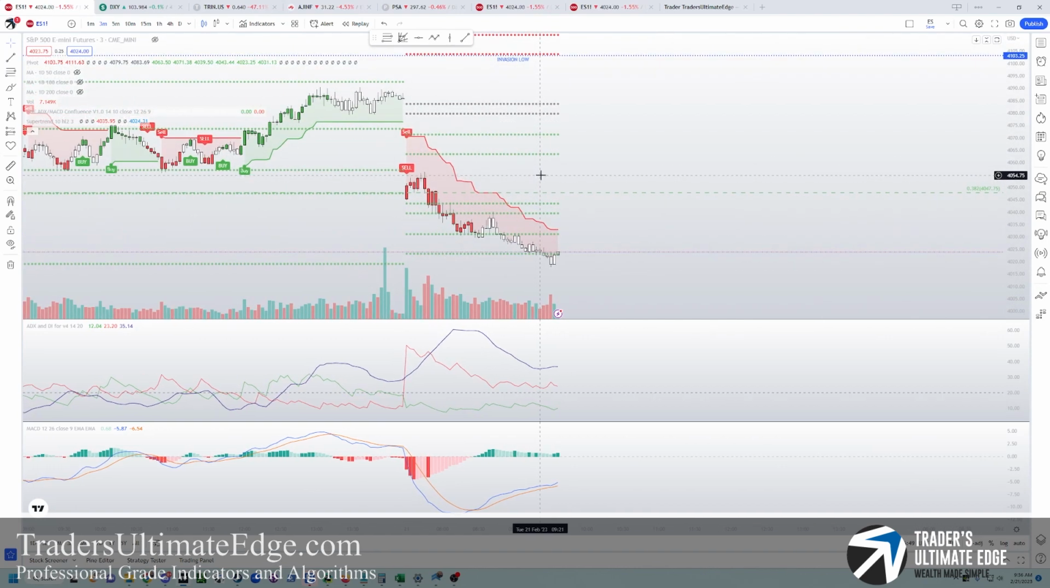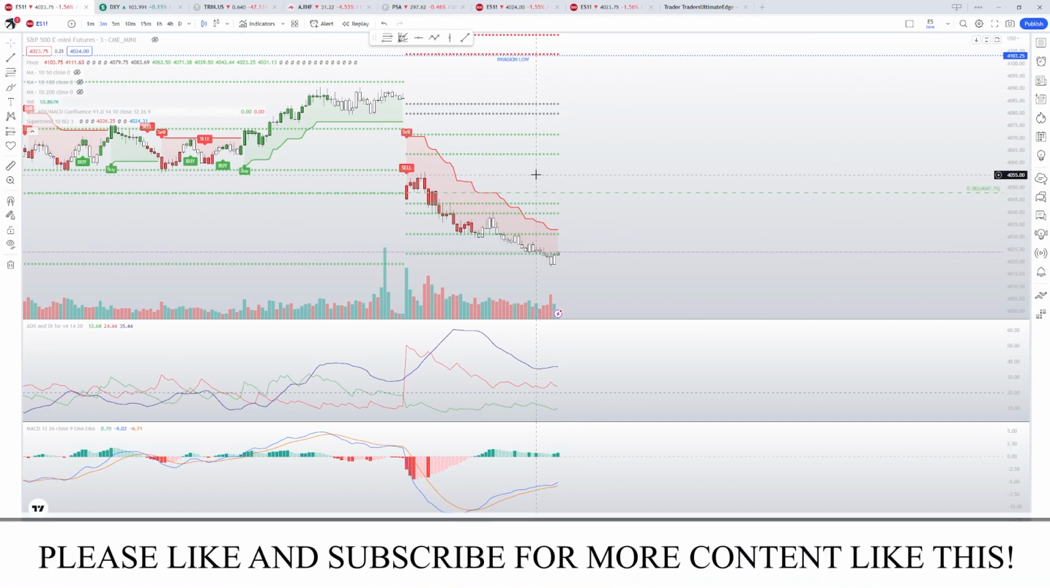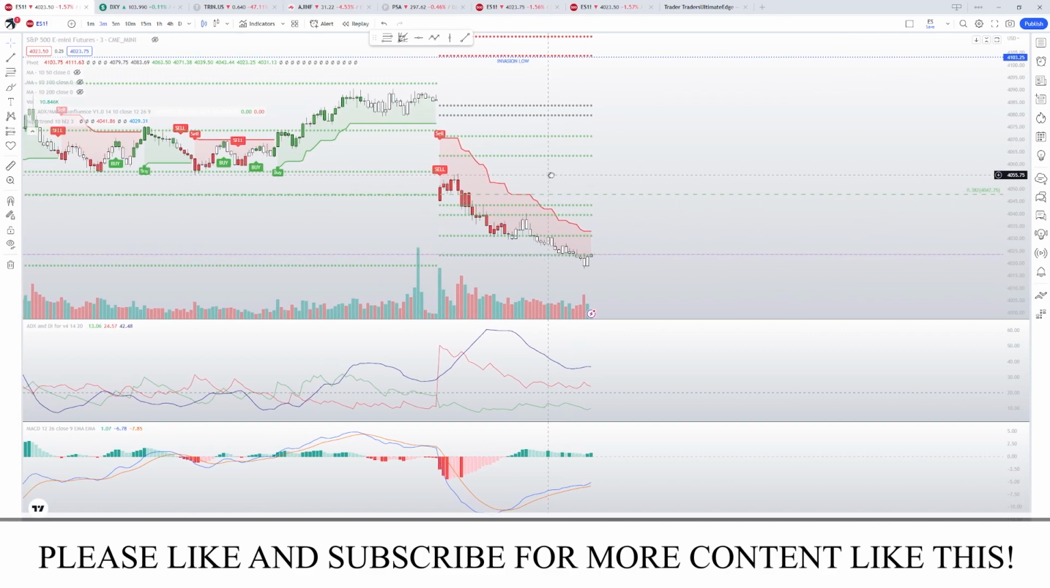But other than that, that's how you're going to use this ADX MACD confluence indicator to make money. And again, it is completely free. The code is open source.